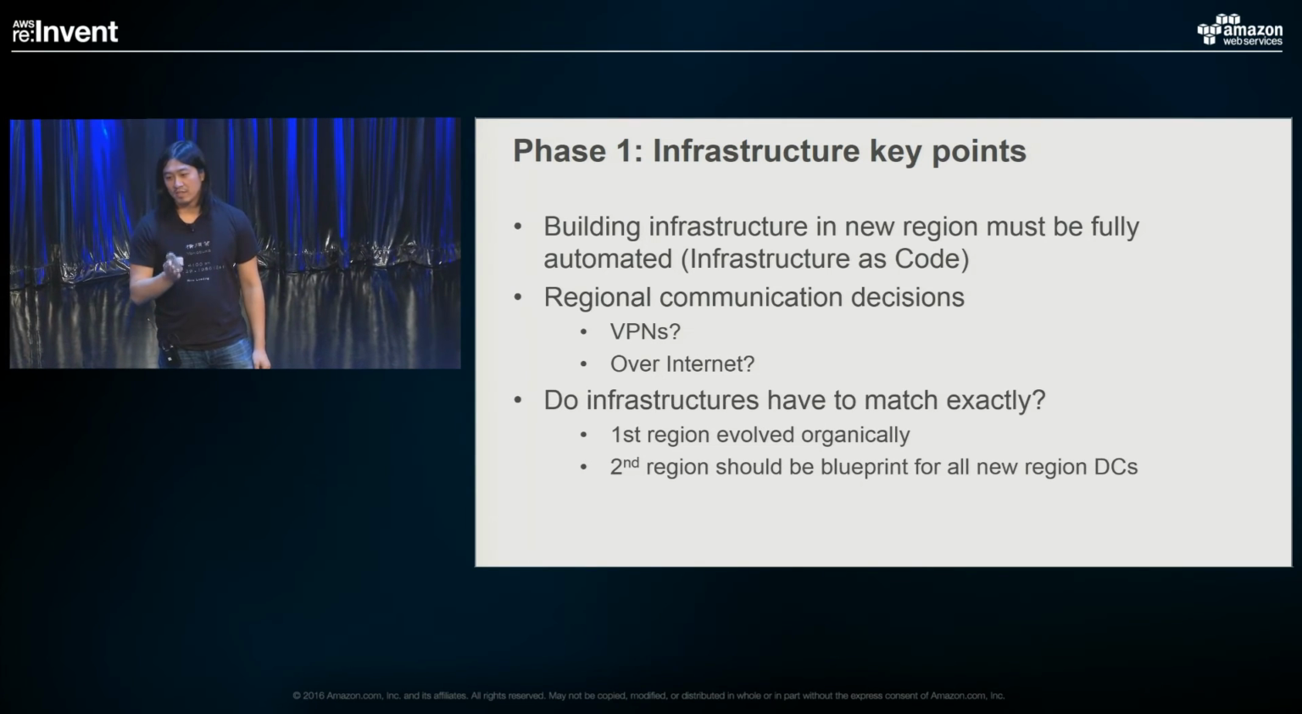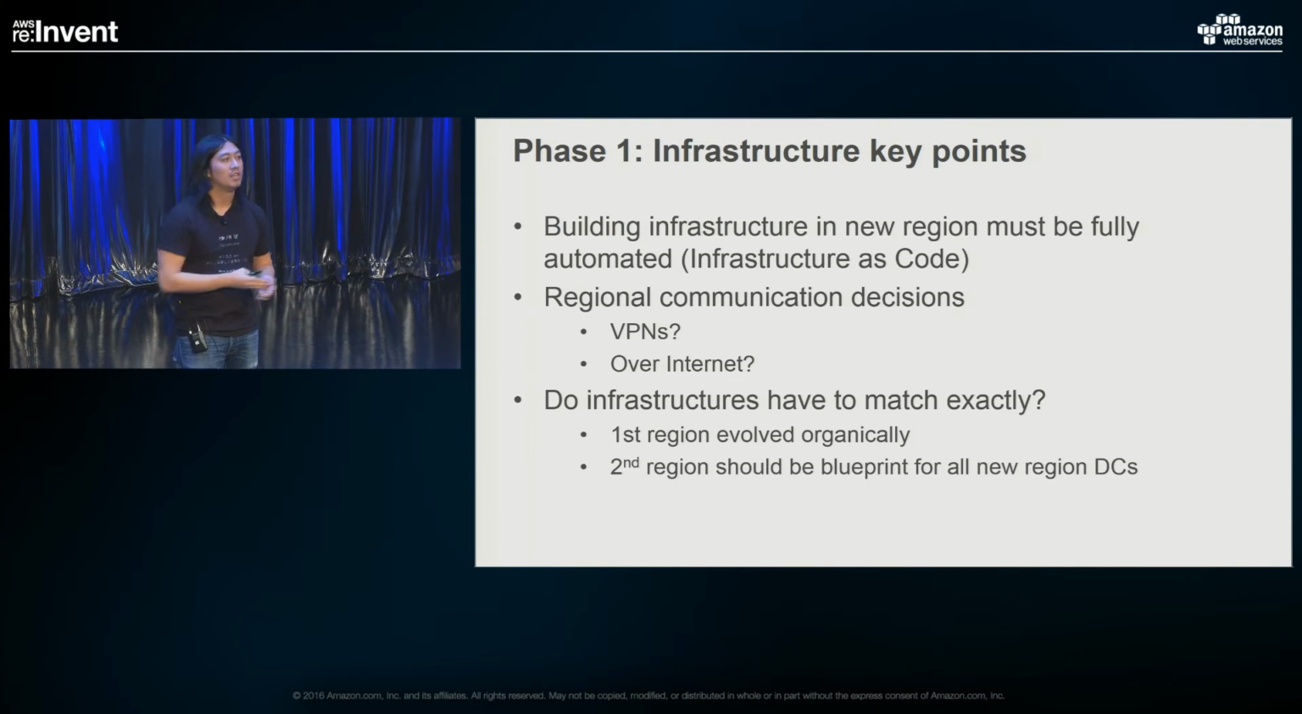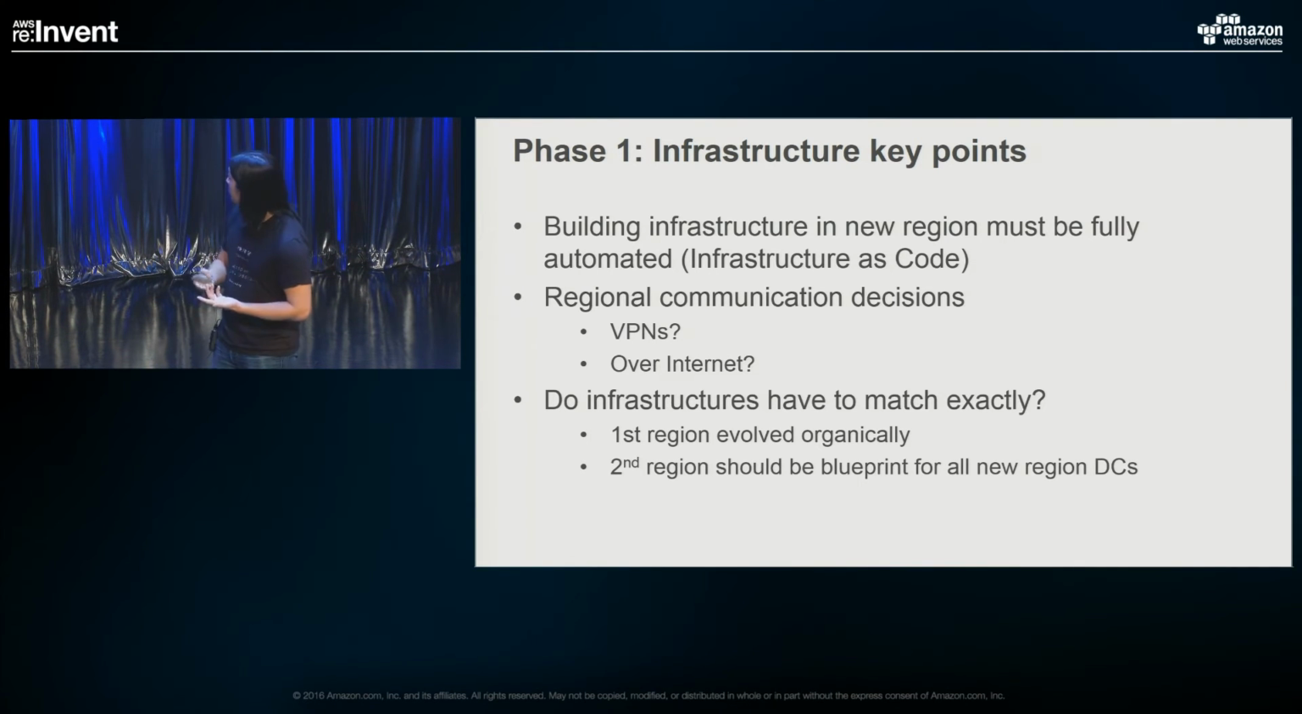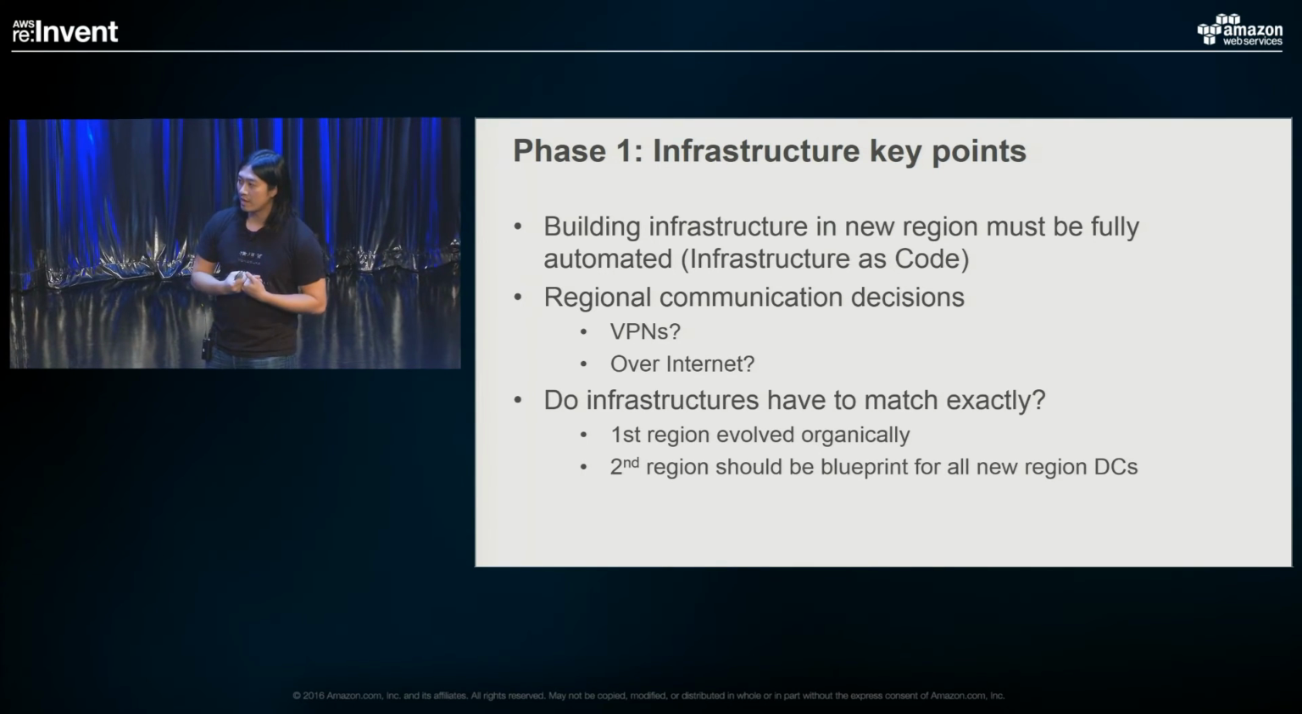And the big question is, does the infrastructure have to match exactly? We're building active-active. Should region 2 look a lot like region 1? Should it be completely different? Should there be some comfortable middle ground? And like I said, the first one was basically organically grown, so the second region should be a blueprint for every new region. So we had to find some kind of comfortable middle ground to have them communicate, and that we could still monitor them the same way and build the same way. So we had to make some compromises there.